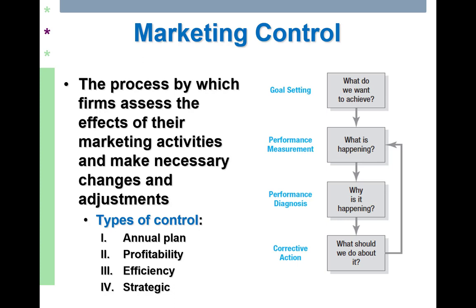companies can't afford that. So that's it for Chapter 2: a review of the strategic planning process, Level 1 and Level 2 techniques, and marketing control methods with KPIs.